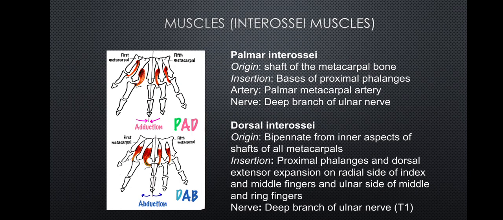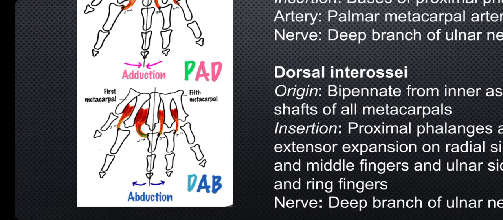Now moving on to the interosseous muscles. The interosseous muscles are located between the metacarpals. They can be divided into two groups, the dorsal and the palmar interossei.